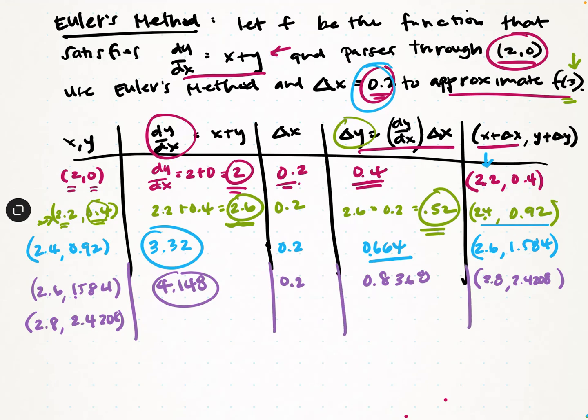Okay, so x plus y is 2.8 plus 2.4208, which is 5.2208. Delta y is going to be 5.2208 times 0.2, which is 1.04416.